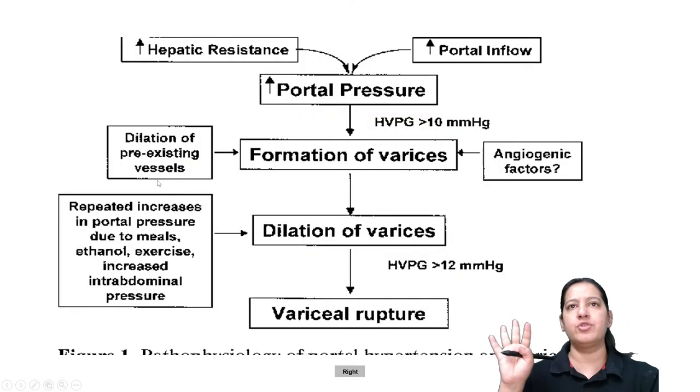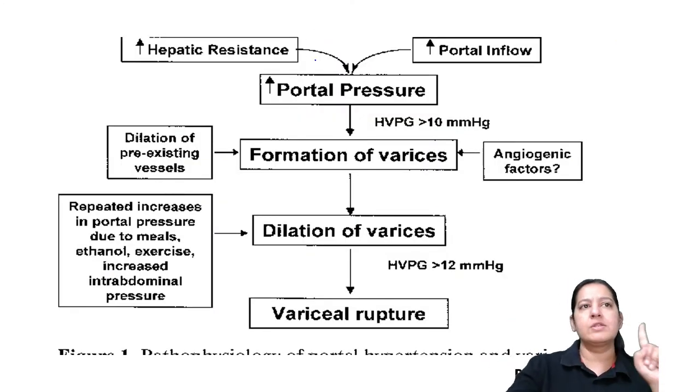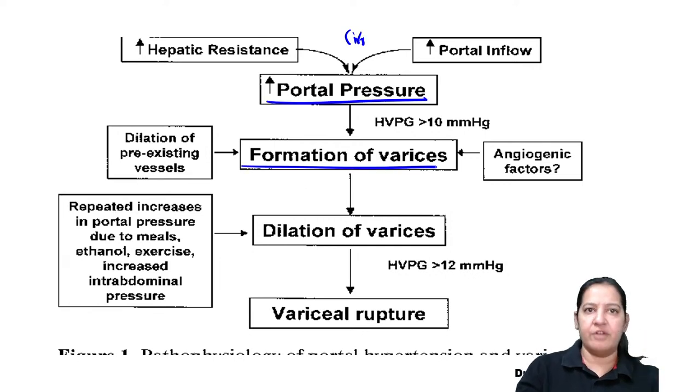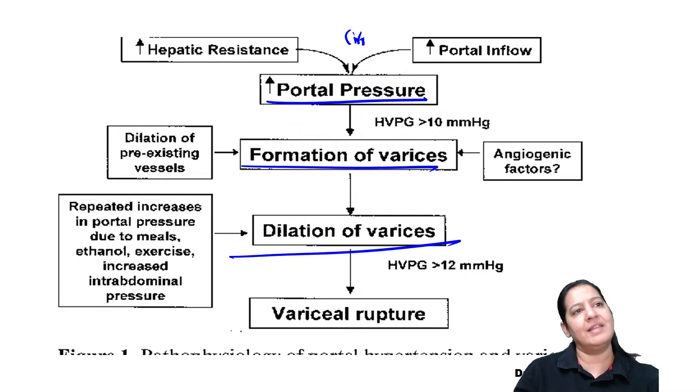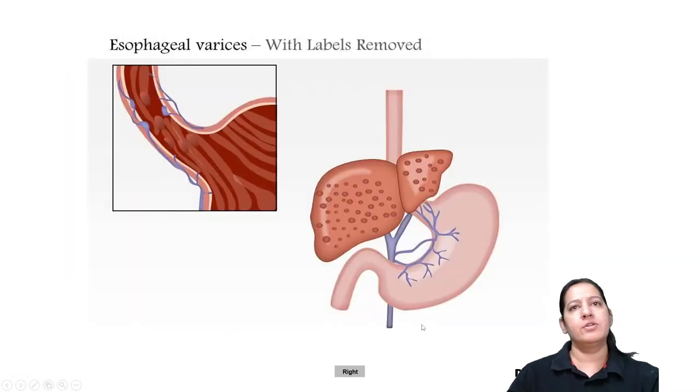So, a beautiful diagram showing the same thing, right? Because of liver cirrhosis, increased portal pressure will lead to formation of varices, dilatation of the varices, and that will lead to bleeding. You got my point? So that is the complete thing.